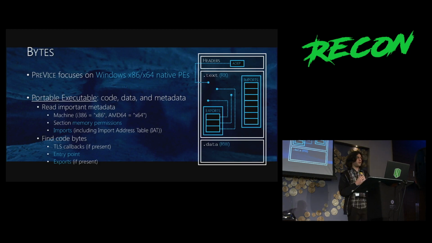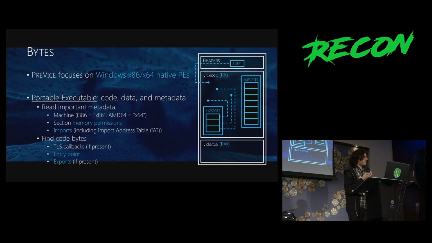We're focused on Windows 32 and 64-bit native code, mostly just because that happens to be the domain that we're most interested in at the moment. If we're still analyzing x86 code, there's no reason it couldn't work on other formats. That's just a question of making the adapter from format to our tool. We're focused on portable executables: the actual executable code, any data contained in that executable, and any metadata describing it.